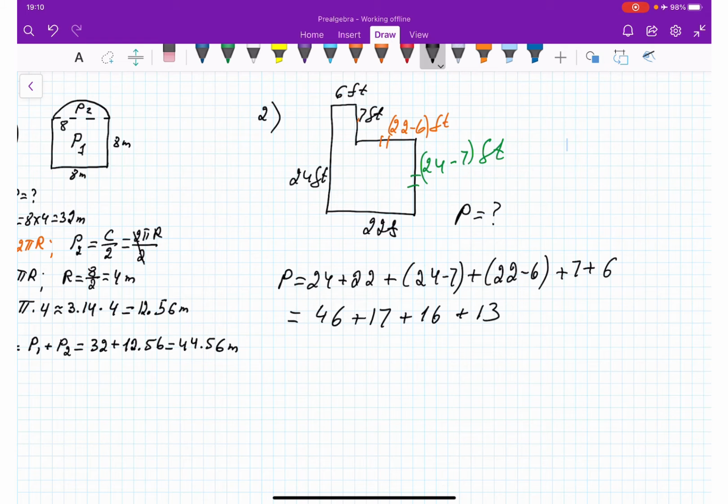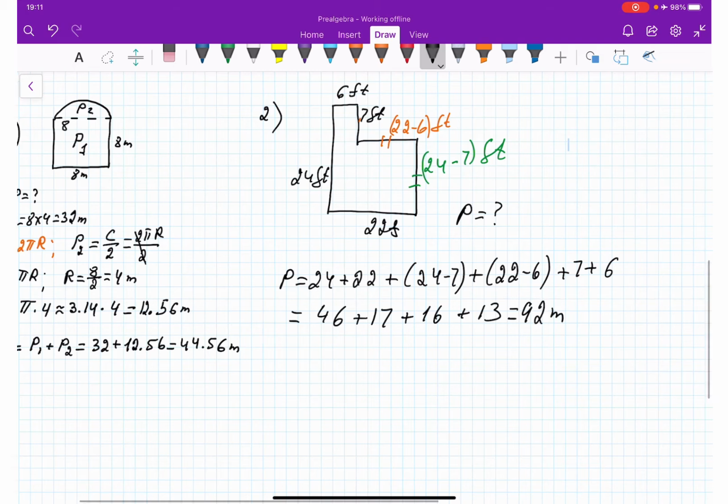Okay, from here we're going to get 46 plus, so let me add all together. 46, 17, 16, 13. 6 plus 7 is 13, 1 in mind. 13 plus 6 is 19, and 19 plus 3 is 22. Okay, 2 in mind. 4 plus 1 is 5, 1 is 6, 1 is 7, and 2 will be 92. So this is going to be equal to 92 meters.